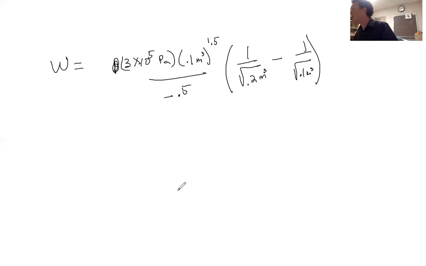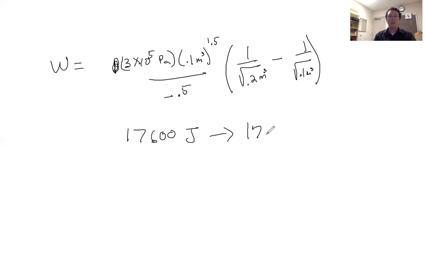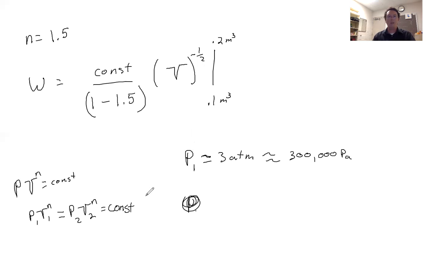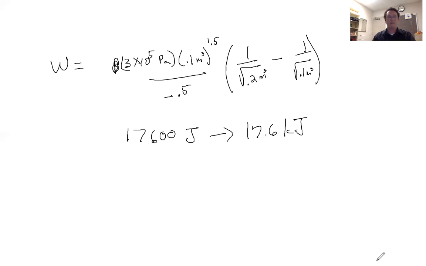So I end up with 17,600 joules, which is the same as 17.6 kilojoules. Okay, so you just have to type all that in, and that's what you get. All I did was use the polytropic process to figure out the value for this constant, and that's enough.